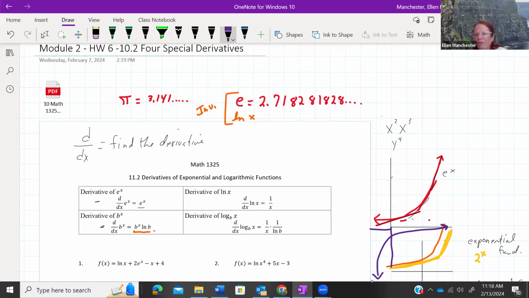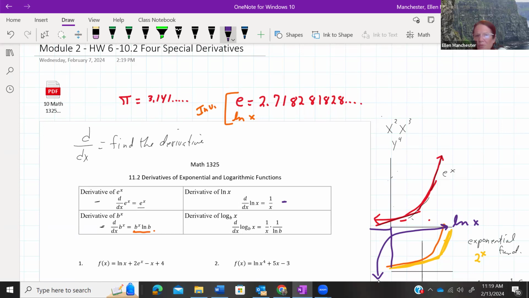This is my e function. This is my ln of x function. So it is going to look a little bit different, right? It's not going to be the same thing because it's the inverse of e. It's the opposite of e. So with this one, the derivative of ln of x is 1 over x. Whatever this is, 1 over whatever that is. And that's your derivative. That's it.